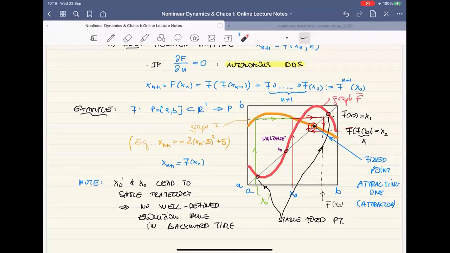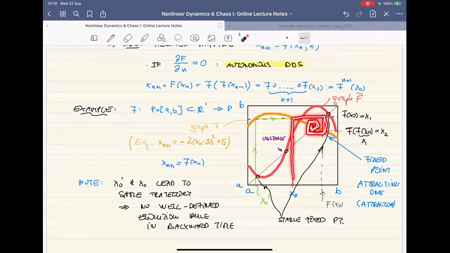Now, there are also more complicated things that you may not see immediately, but then you realize immediately that, hey, the dynamics can be more complicated. I also pointed out here that the evolution rule may not be invertible in backward time, because I have no problem iterating this in forward time.